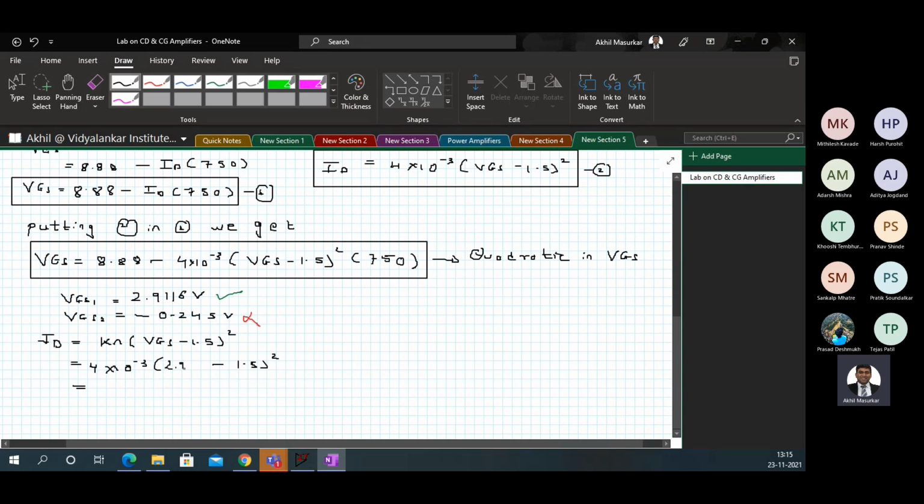So let's put that 2.911 here and calculate the value of ID. So what is the value of ID?